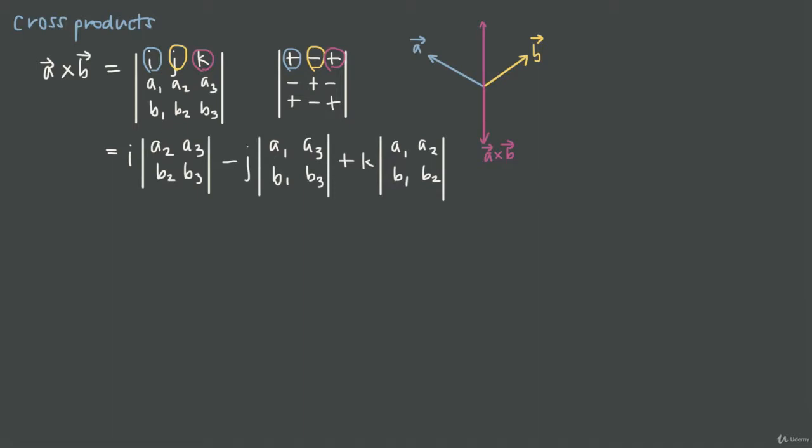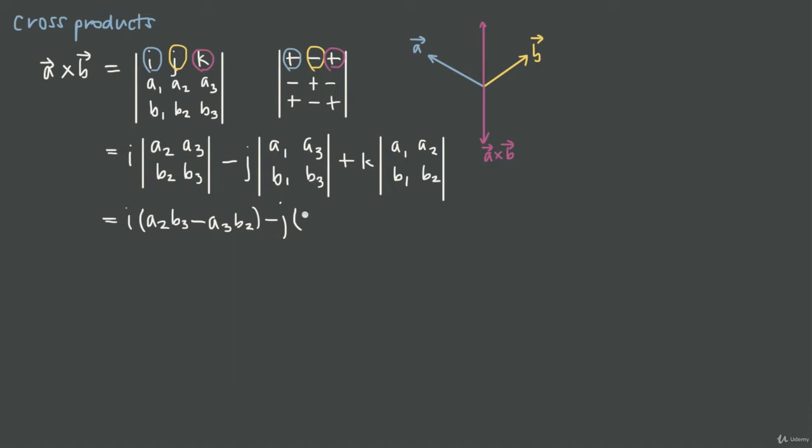And now that we have 2 by 2 determinants, they are really easy, because to find a 2 by 2 determinant, we simply cross multiply. We multiply the upper left by the lower right, A2 B3, and then we subtract from that the other product, A3 times B2, the upper right times the lower left. We follow that pattern for every 2 by 2 determinant.